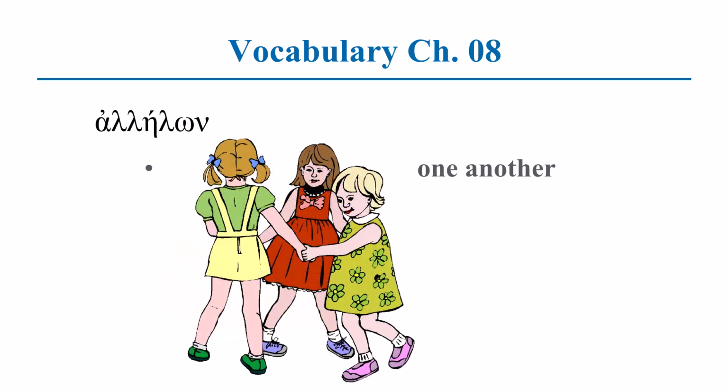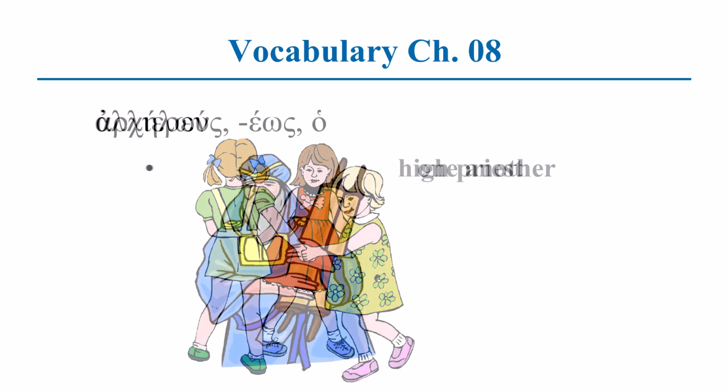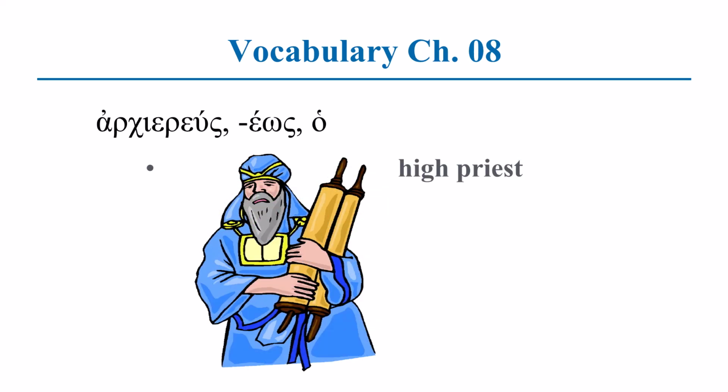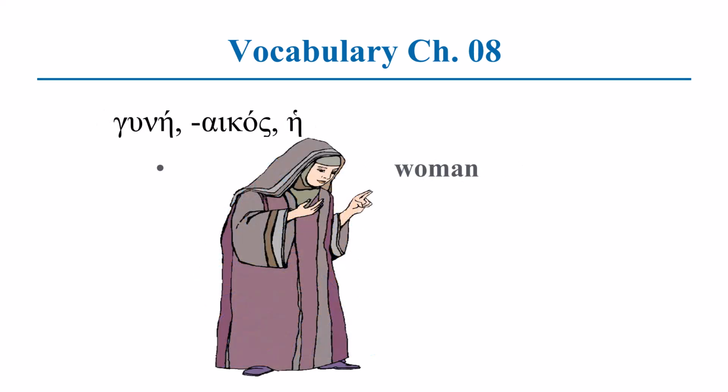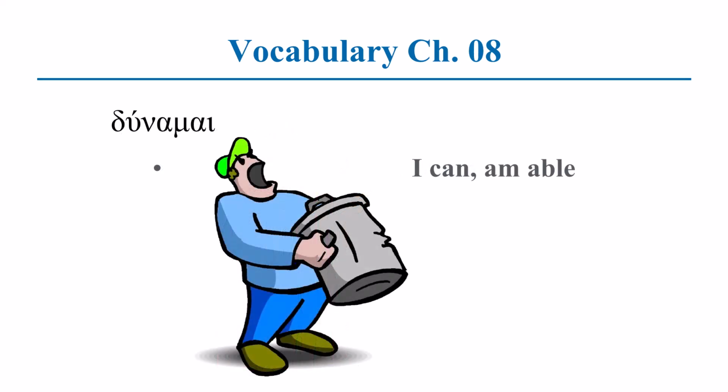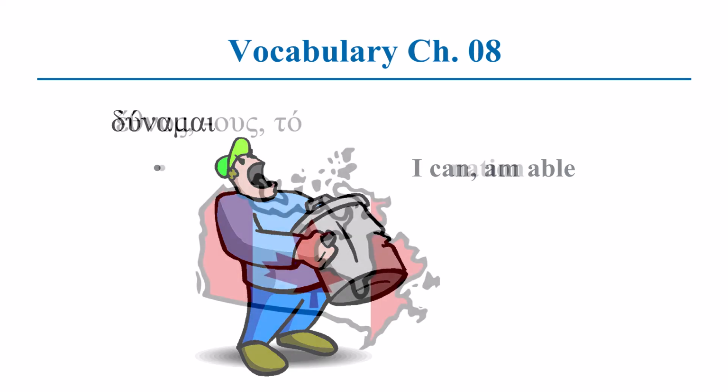Then you have the word allelon. Allelon means one another. And then you have the word archiereus. Archiereus means high priest. Then you have the word gune. Gune means woman. Then you have the word dunamai. Dunamai means I can or I am able.